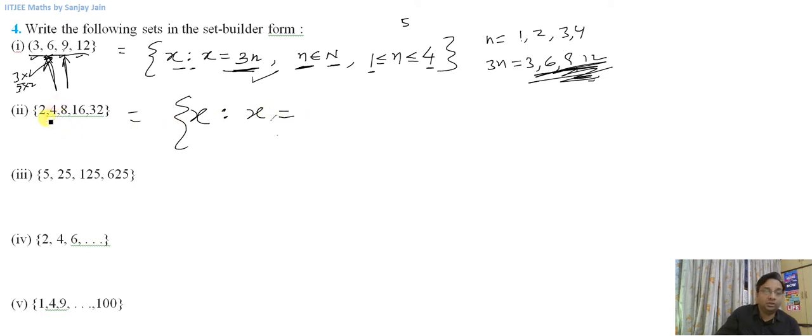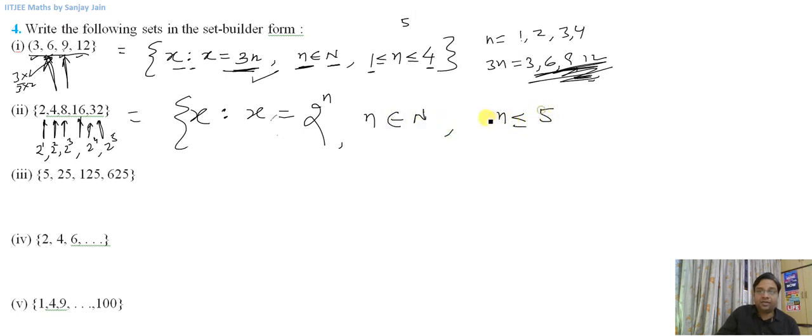Now what is the rule that can give me all these elements? 2, then 4, then 8. So if you can notice, this is 2 raised to power 1, this is 2 raised to power 2, 2 raised to power 3, this is 2 raised to power 4, and this is 2 raised to power 5. So if I write this x as 2 raised to power n, right, and n if I define as a natural number which is less than equal to 5 and greater than equal to 1, so this will be my set builder form to write this set.